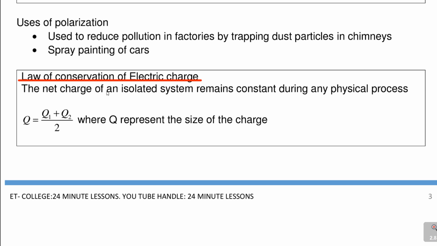The physical process can be touching, can be them coming in contact together. Maybe two isolated balls touching each other, with the result of electrons moving, but they must be isolated. So they're saying the net charge of an isolated system remains constant during the physical process. And then we have a formula for calculating that, where Q is equal to (Q1 plus Q2) divided by 2. Q represents the charge, and Q1, Q2 is the charge on each sphere or on each item. So we'll look at this and demonstrate it.